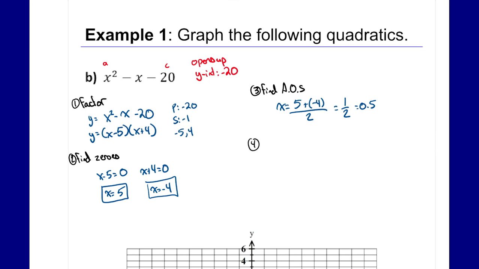The last step, we're going to sub the AOS and solve for y. So we're going to plug that value in. I'm just going to go back to the original equation. You can use the factored one. It doesn't really matter as long as you can calculate it properly. So 0.5 squared minus 0.5 minus 20. We should get minus 20.25.